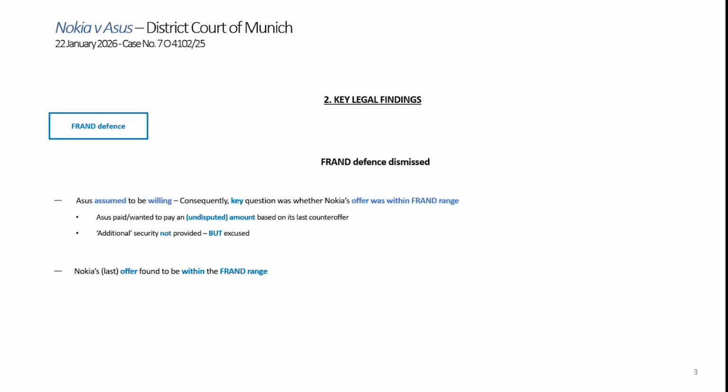So the court focused then on Nokia's offer, especially Nokia's last offer to Asus, which would be the most determining element in these proceedings, because if the offer would be found to be FRAND or within the FRAND range, then this meant that the way to an injunction would be open. On the contrary, if the court would find that the offer of Nokia had not been within the FRAND range, then the outcome would be likely exactly the opposite. But the court made this assessment, as we're going to see in a moment, and found then that the last offer of Nokia was within the FRAND range. So that's why the FRAND defense was dismissed.